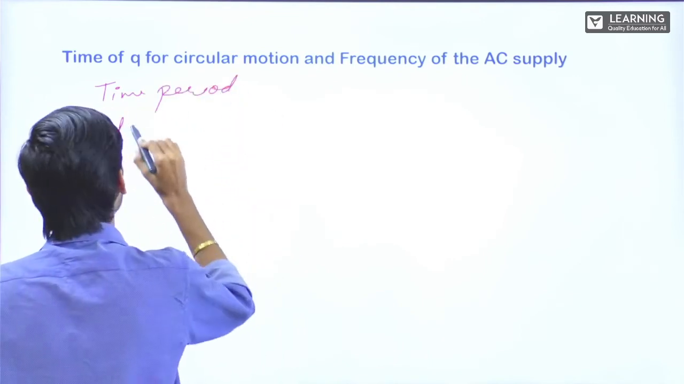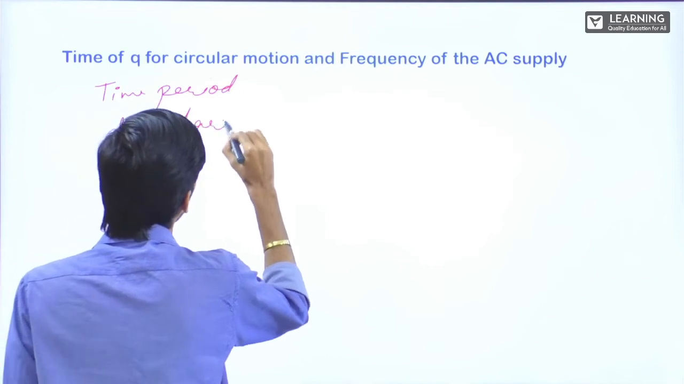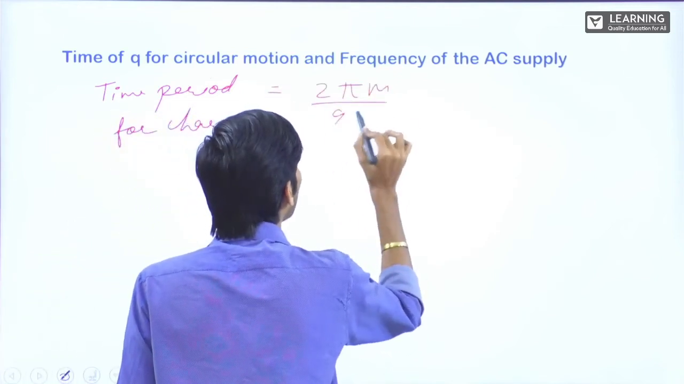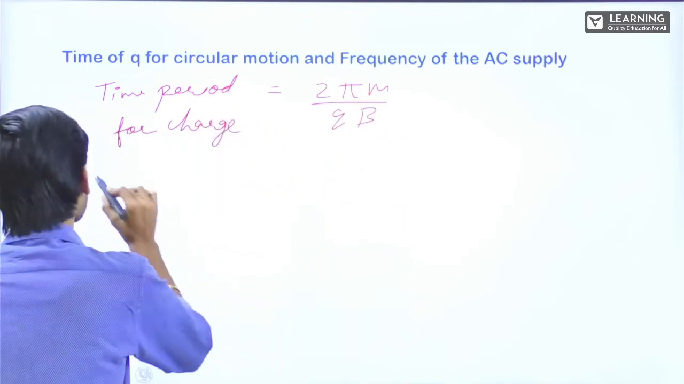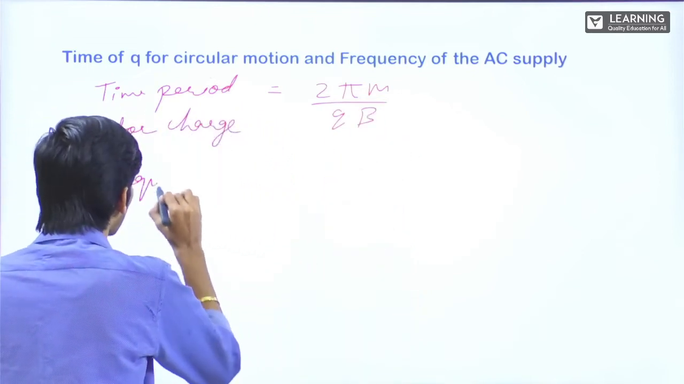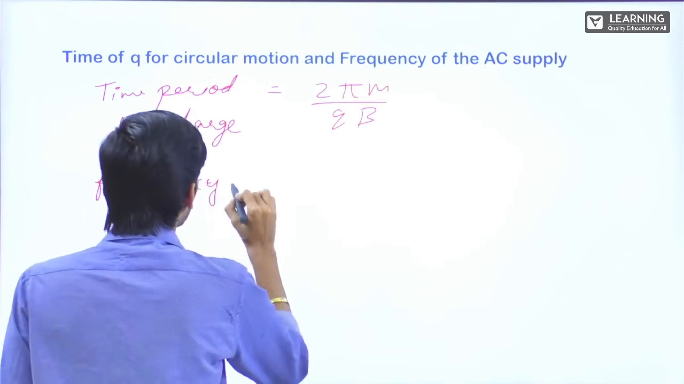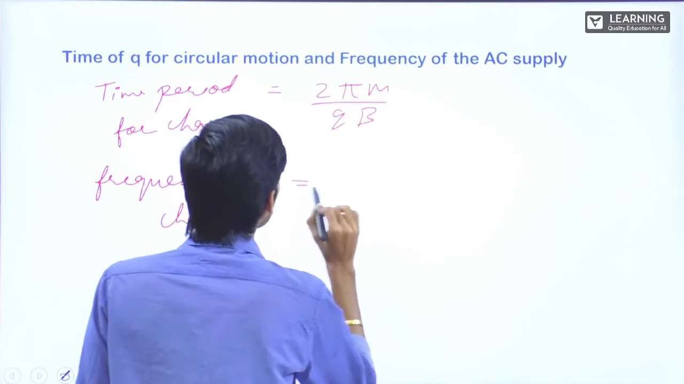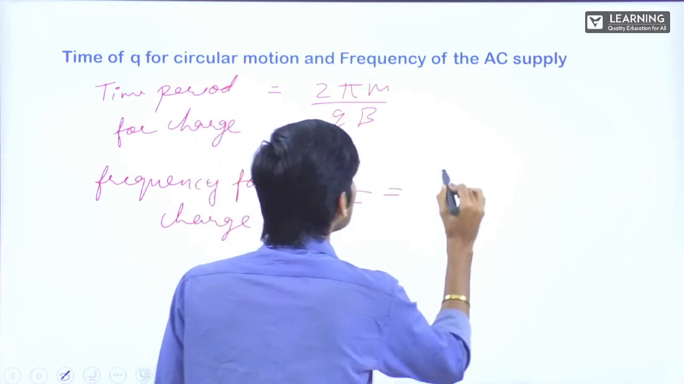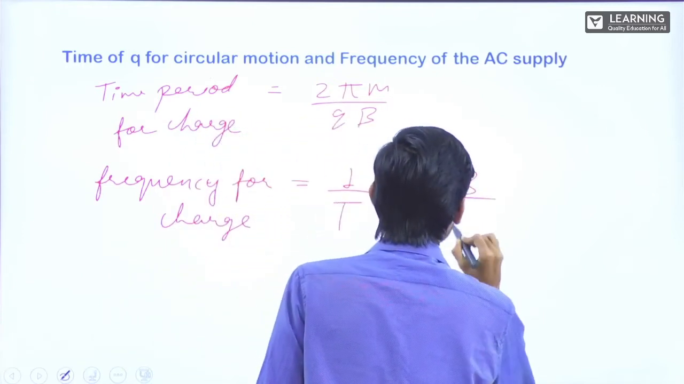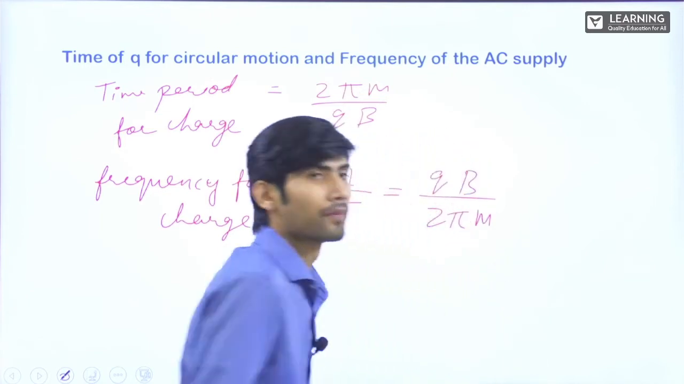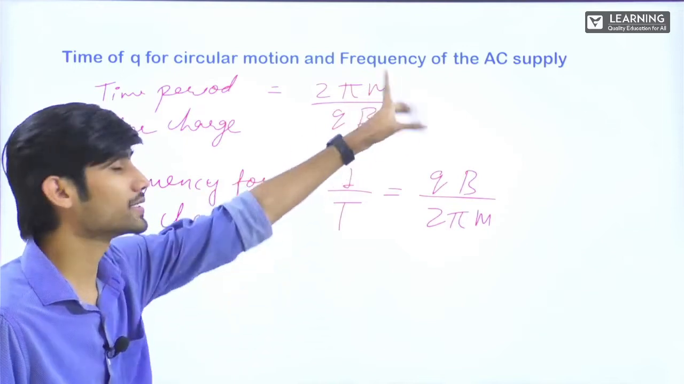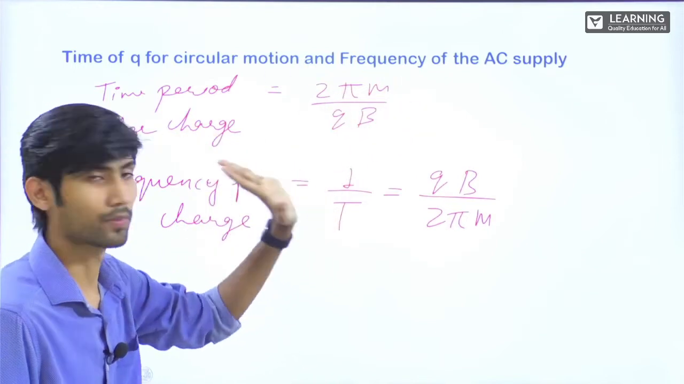Time period for charge is equal to 2 pi m upon qB. From here I can write frequency for charge, that is equal to 1 upon time period, that is qB upon 2 pi m. Right? Now the same frequency this AC supply should have. I hope you understood. Clear?